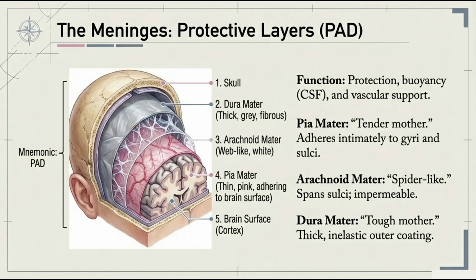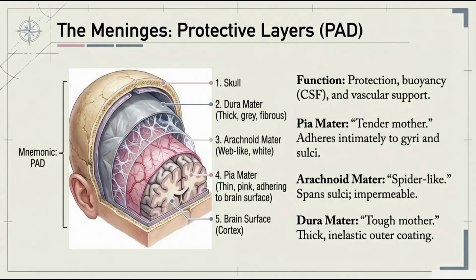Let's start at the brain surface then. The P for pia. Pia mater, that's Latin for tender mother. And it is. It's delicate, it's microscopic, it adheres intimately to the surface of the brain. It dives into every single sulcus, coating every gyrus. You literally cannot peel it off without ripping the brain tissue itself.